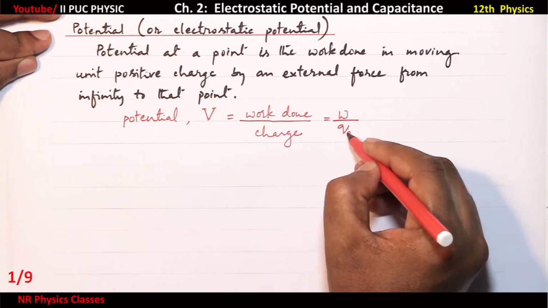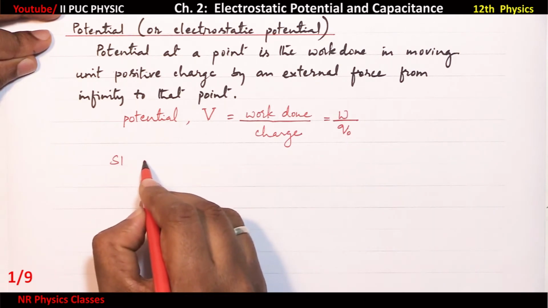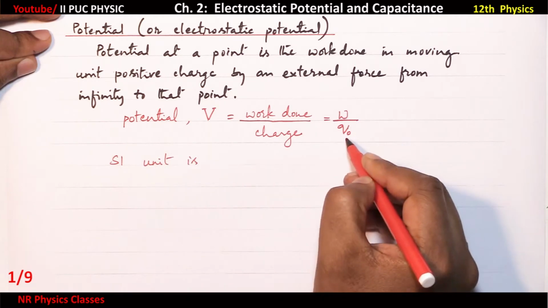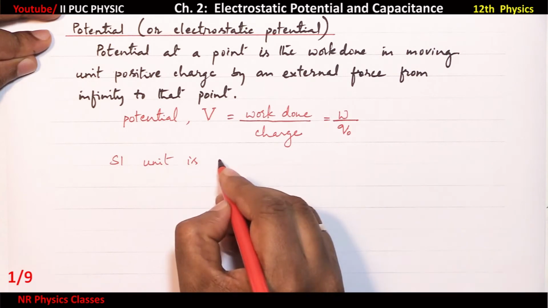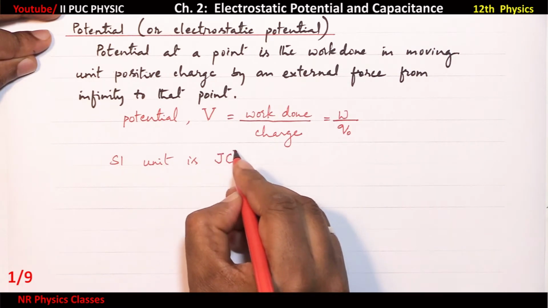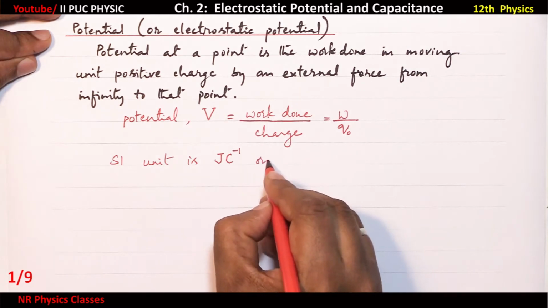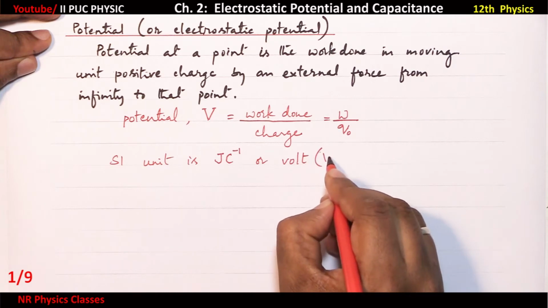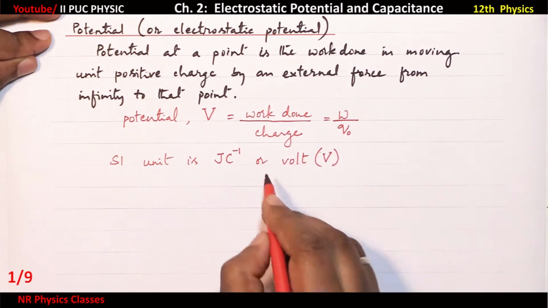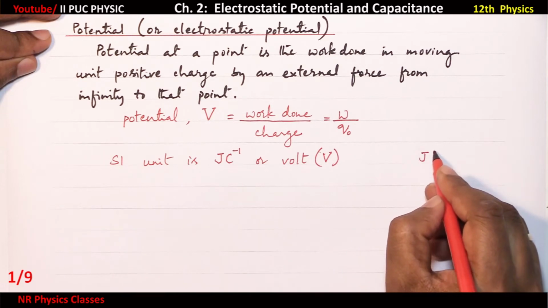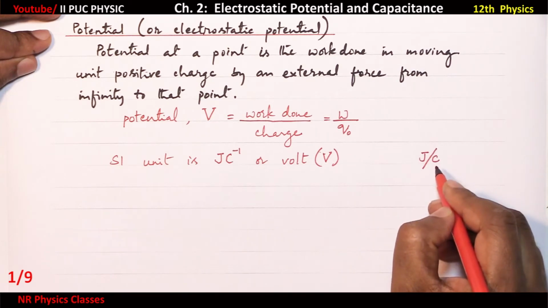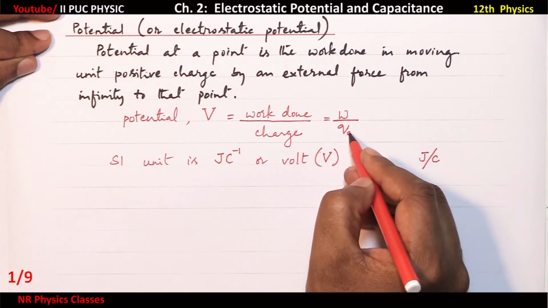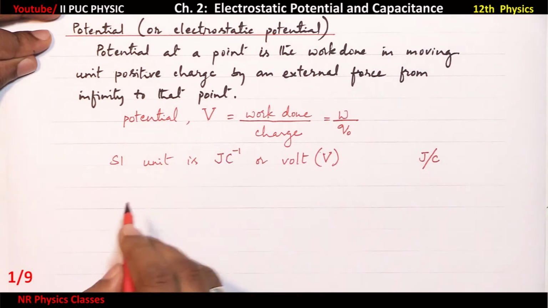Since it is work by charge, the SI unit is, numerator is joule, denominator is charge, joule per coulomb or volt. This is the special name. Symbol is capital V. Okay. As far as possible, try to avoid notations like joule per coulomb. Since it is the ratio of work, a scalar, to charge, another scalar, this potential is a scalar quantity.